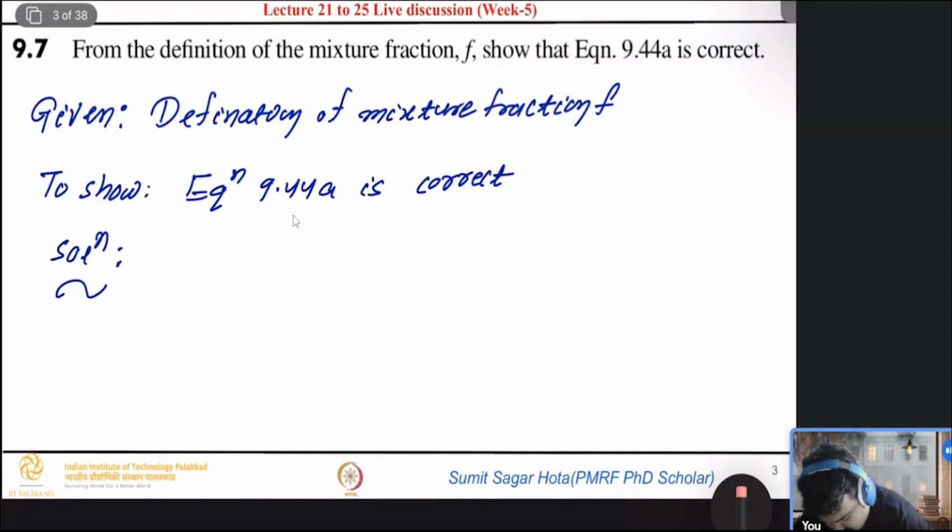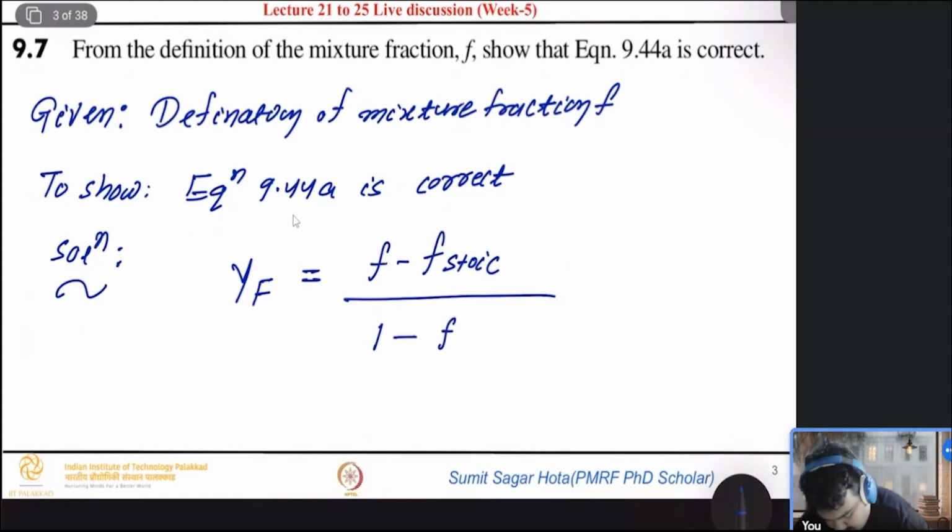Here the equation 9.44a is Y_F is equal to F minus F stoichiometric divided by 1 minus F stoichiometric. You can refer to the book also for this formula.